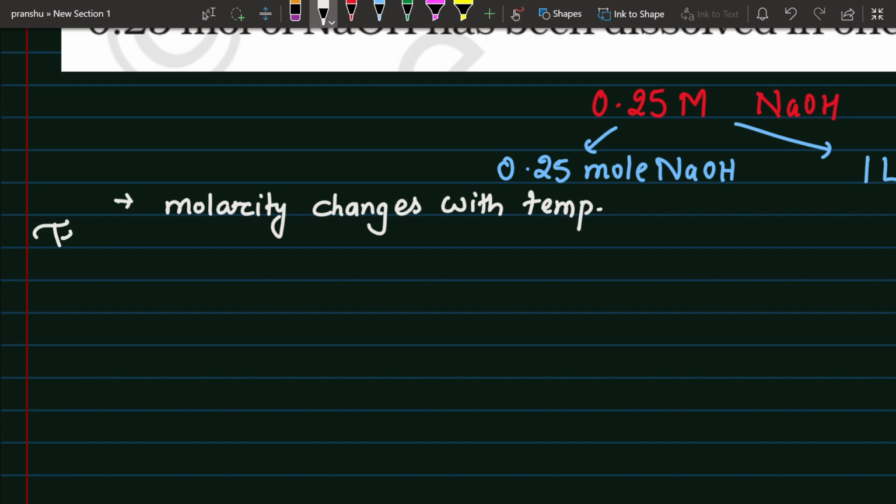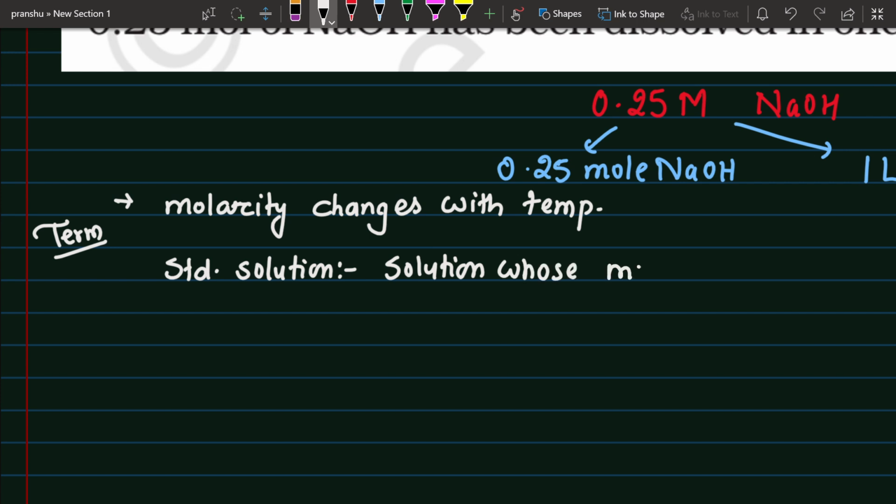Now some terms are there. Do you know what is the standard solution? The solution whose molarity is known is called a standard solution.